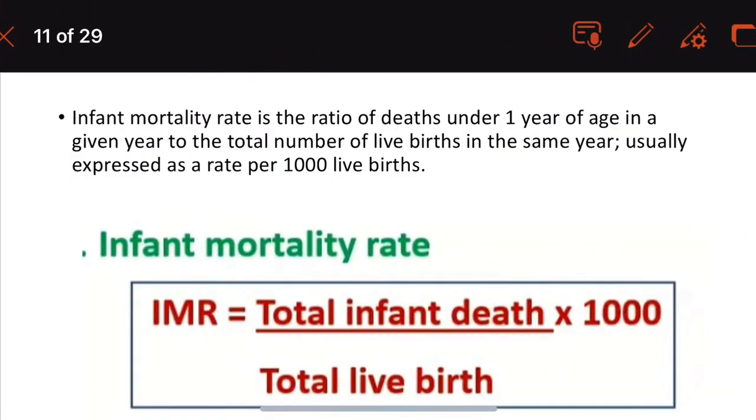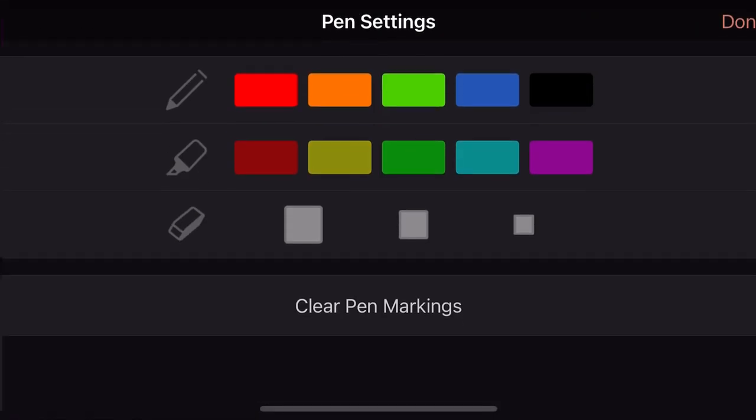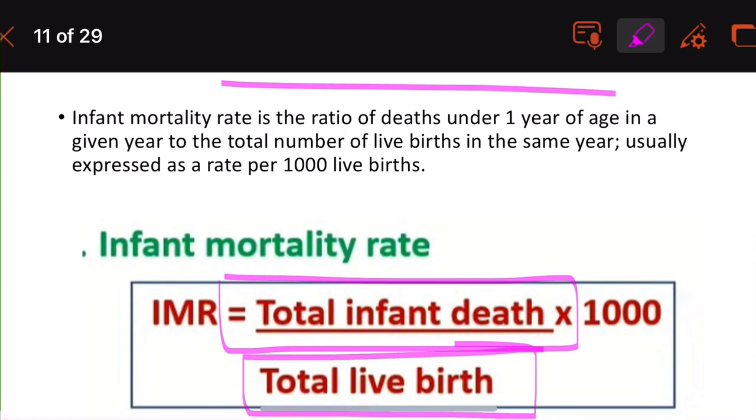Moving on, infant mortality rate. Now let us see what infant mortality rate deals with. Infant mortality rate is the total infant deaths divided by the total live births in that specific period into 1000. So let us see, infant mortality rate is the ratio of deaths under 1 year of age.